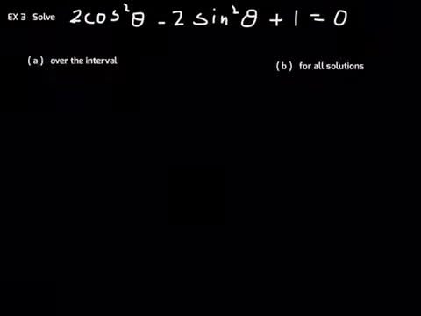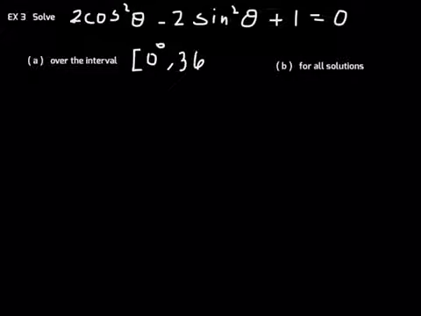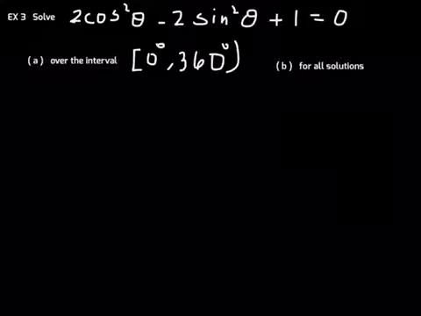All right, look how cool this one is. Example 3. Solve 2 times cosine squared of theta minus 2 times sine squared of theta plus 1 is equal to 0. Now, solve that for theta first over the interval 0 degrees to 360 degrees. And then when you're done with that, solve it for all solutions. All right, let's go for solutions that are between 0 and 360 degrees.